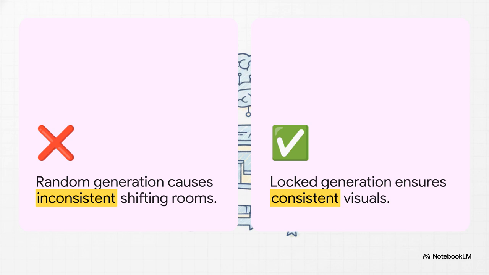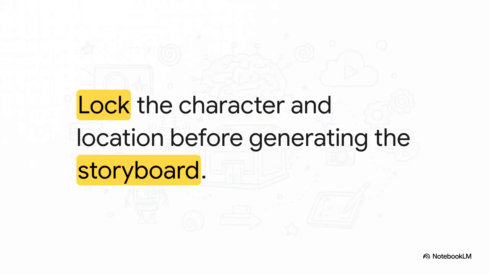But with the Flow AI agent, you use something called locked generation. You absolutely must lock your character and your location first before you generate the final shots. It is literally the difference between an amateur mess and a sleek professional masterpiece. Let's break this down using what we'll call the Cartier Panther method.